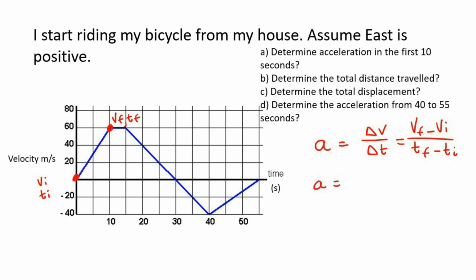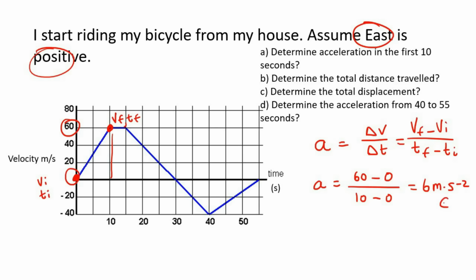If we fill this all in, your final velocity is 60 minus your initial velocity of 0. Your final time is 10 seconds and your initial time is 0. If you work this out, you get 6, and that's meters per second squared. Because it's a positive answer, and east is positive, we must say east. So we're going to say 6 meters per second east, or 6 meters per second squared. Okay, that's important. Next question, B, says determine the total distance traveled.